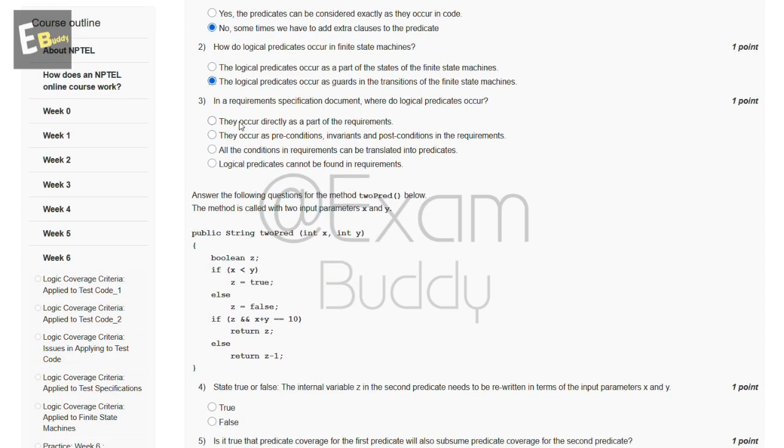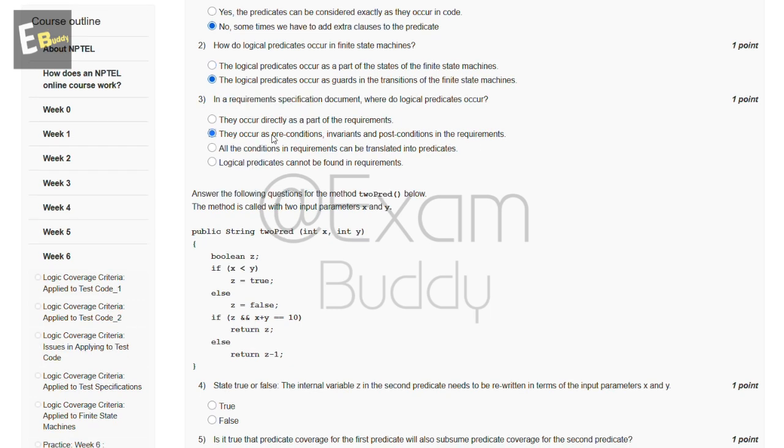Now the third question is, in requirement specification documents, where do logical predicates occur? So these are the options, and the answer of our third question is also B. They occur as preconditions, invariants, and postconditions in the requirements.